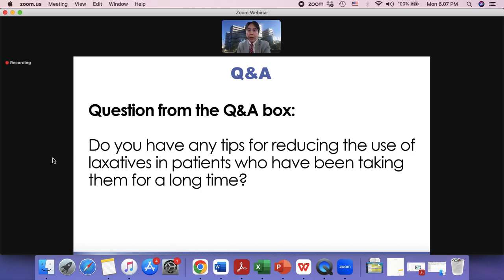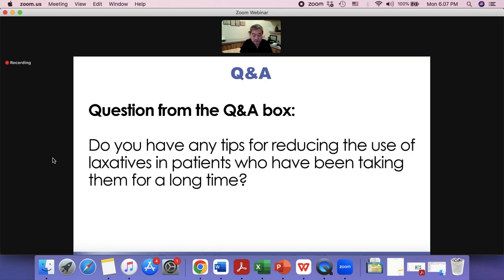Yes, we usually add Elobixibat to the stimulant laxative for the initial stage, and then the patient reduces the stimulant laxative as much as they can. So in 1 year or 2 years, the stimulant laxative is reduced. That's my experience. Add-on is the best way.